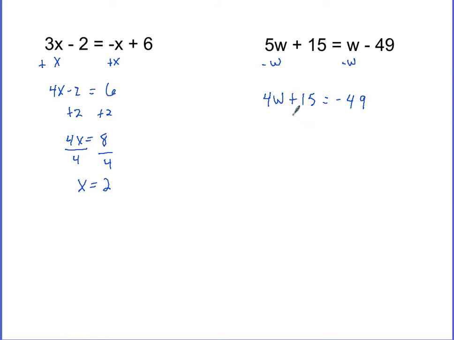And then now I want to subtract 15. So 4w equals negative 64. Last step would be divide by 4. So those 4's cancel out, and I have w left. And negative 64 divided by 4 would be negative 16. So that's it.